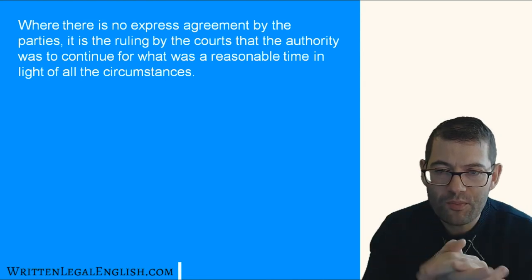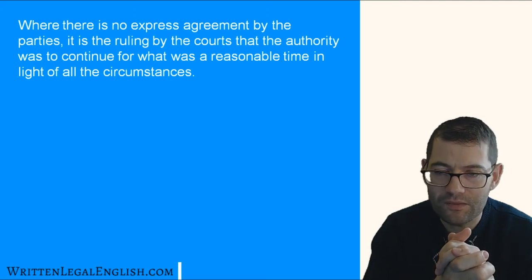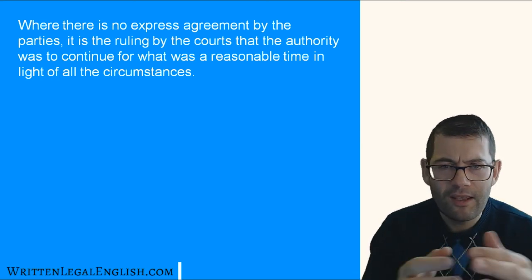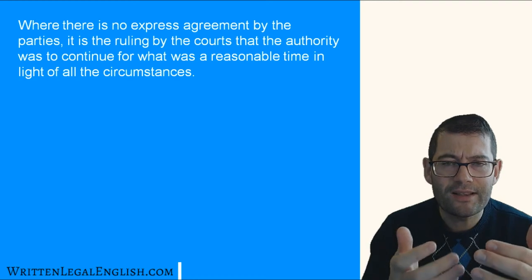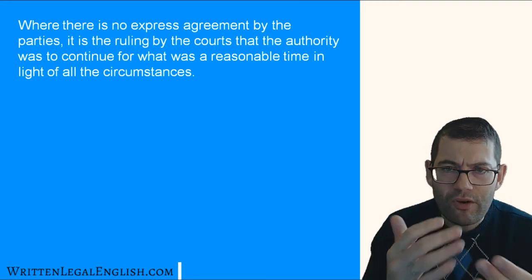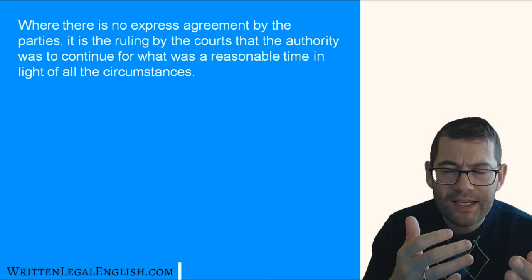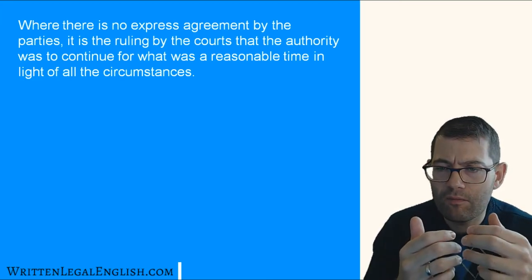Where there is no express agreement by the parties, it is the ruling by the courts that the authority was to continue for what was a reasonable time in light of all the circumstances. I'm reading that and I'm thinking there's something not right here. There's a language structure which is being used which is stopping me from easily understanding what's going on here.